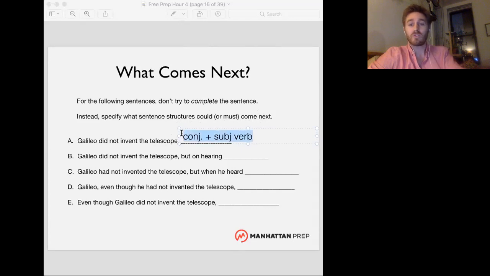Well, I could do a conjunction, like I could say, but I don't know who invented the telescope. Does anyone know? Copernicus? I don't know. Isaac Newton? No, I don't know. But Isaac Newton did. Man, that's embarrassing. Not a scientist. I could say, but Isaac Newton did, right? But that's conjunction, subject, verb. I could say, and he didn't invent something else, but that's conjunction, subject, verb. What other structure could come after this first part?